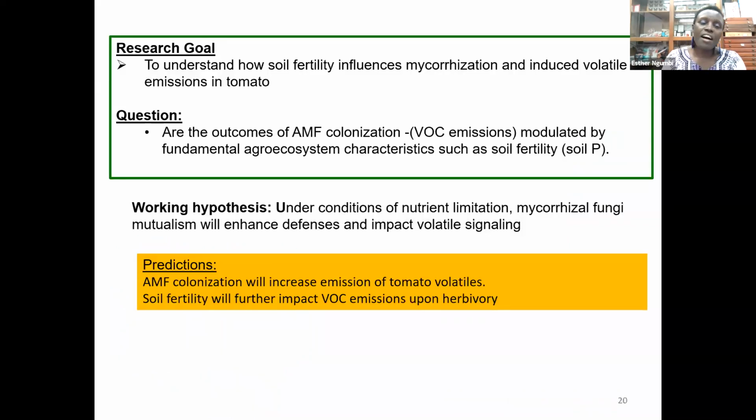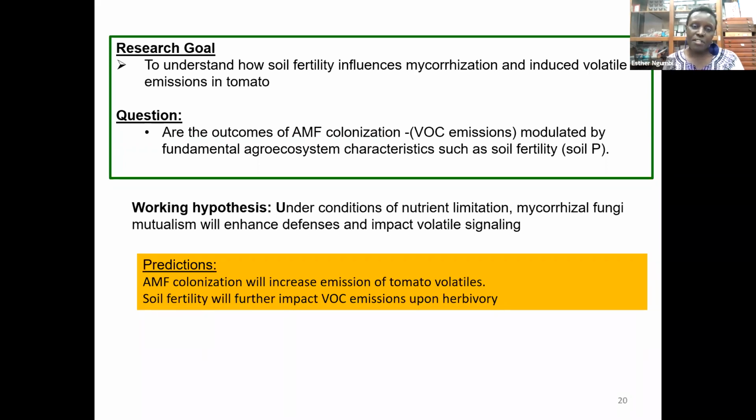So the research goal that my lab is seeking is to understand how soil fertility influences this mutualism and further affects the induced volatile emissions. As I said, my model crop is tomato. And so the question we're asking is whether the outcomes of colonization by mycorrhizal fungi, in terms of changing plant chemistry, are modulated by fundamental agroecosystem characteristics such as soil fertility.